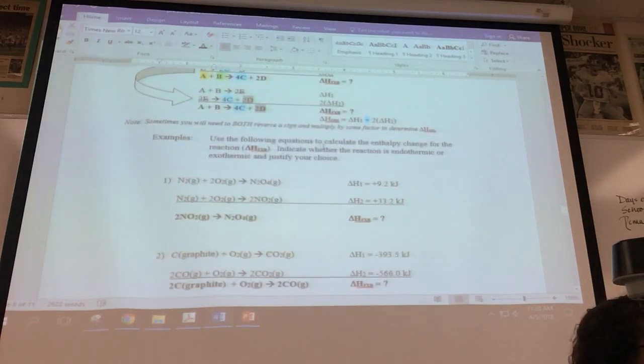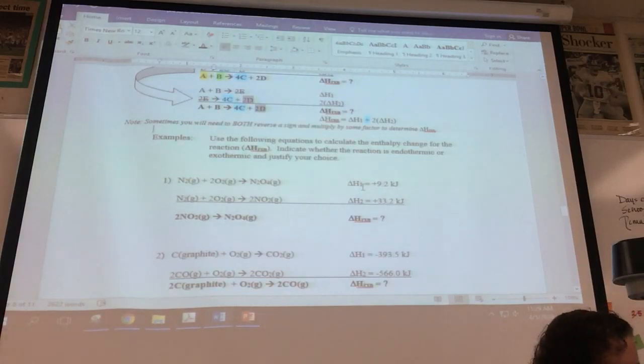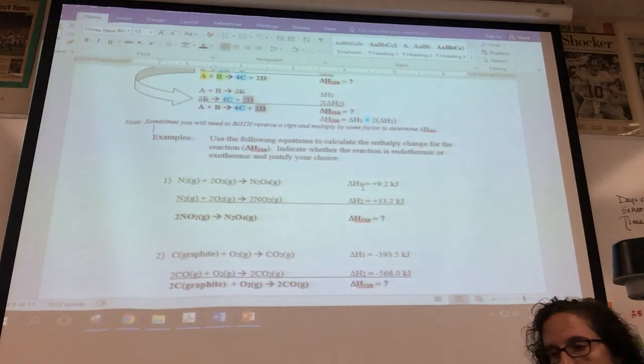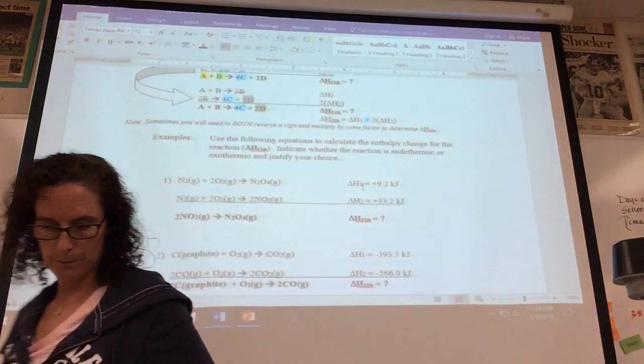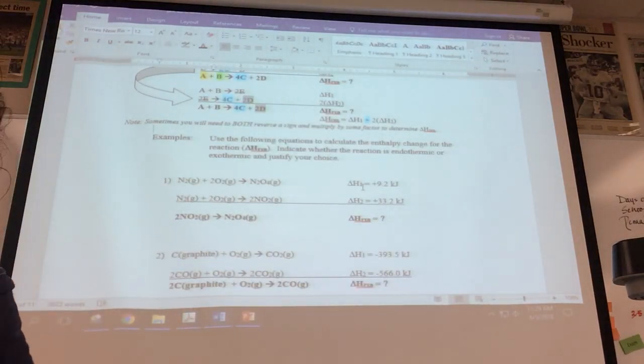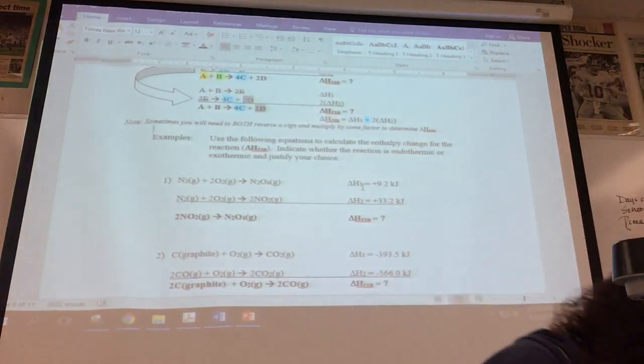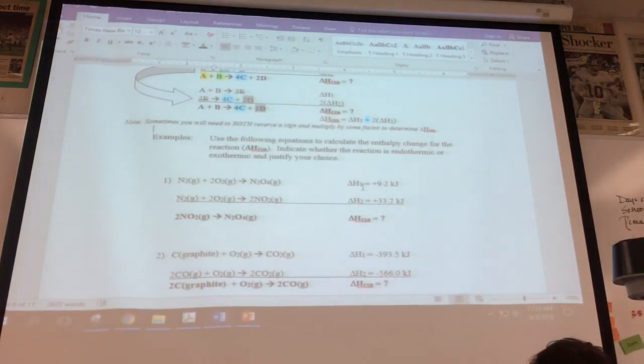We want to use the following equations to calculate the enthalpy change for the net reaction in bold. We want to indicate whether the reaction is endo or exothermic, and we can do so by looking at the sign of the delta H of the reaction once we have calculated it. Alrighty.